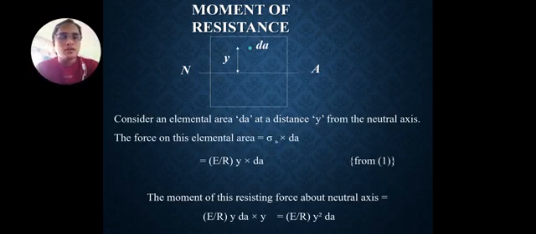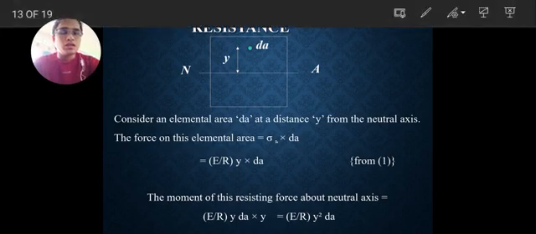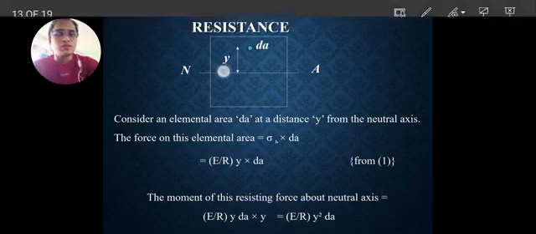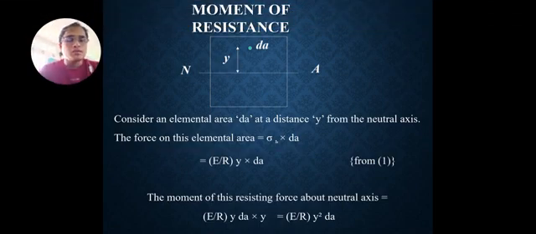Consider an element of area dA at a distance of Y from the neutral axis. The force on this element area is equal to stress times dA, which is equal to E over R times Y times dA. The moment of this resisting force about the neutral axis is equal to E over R times Y dA times Y, which is equal to E over R times Y squared dA.